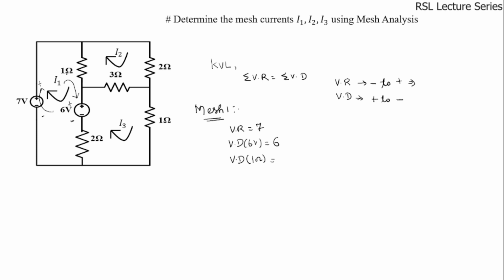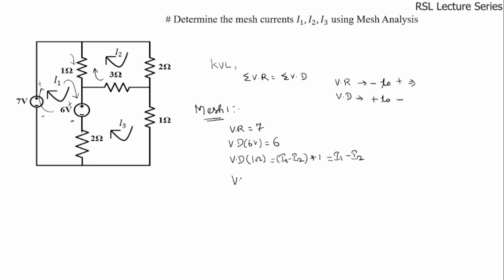This 1 ohm resistor is lying between mesh 1 and mesh 2. In mesh 1 we have I1 flowing in the downward direction. In mesh 2 we have I2 flowing in the upward direction. Both these currents are in opposite directions, so the net current will be the difference between I1 and I2. We can write either I1 minus I2 or I2 minus I1. Since we are writing the equation for mesh 1, we have to consider the current as I1 minus I2. Total current multiplied by the resistance value will give the voltage drop, so this is nothing but I1 minus I2.